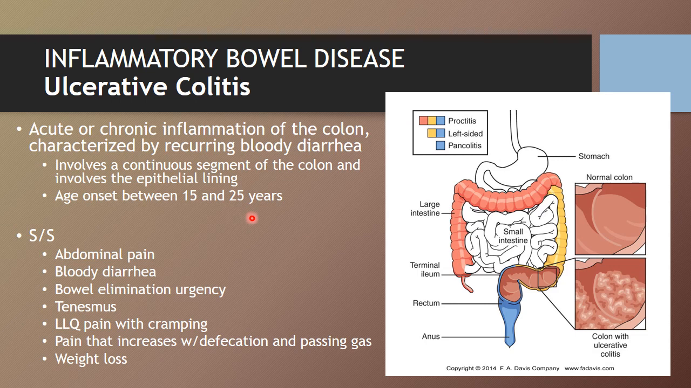Age of onset is typically between 15 and 25 years, but they can be much older when they're diagnosed with this. Signs and symptoms are abdominal pain, bloody diarrhea, like I said, which is going to be a number one sign, bowel elimination urgency, tenesmus, which remember is that painful cramping of the rectum, and then left lower quadrant pain with cramping, and then pain that increases with defecation and passing gas. That's a big one.